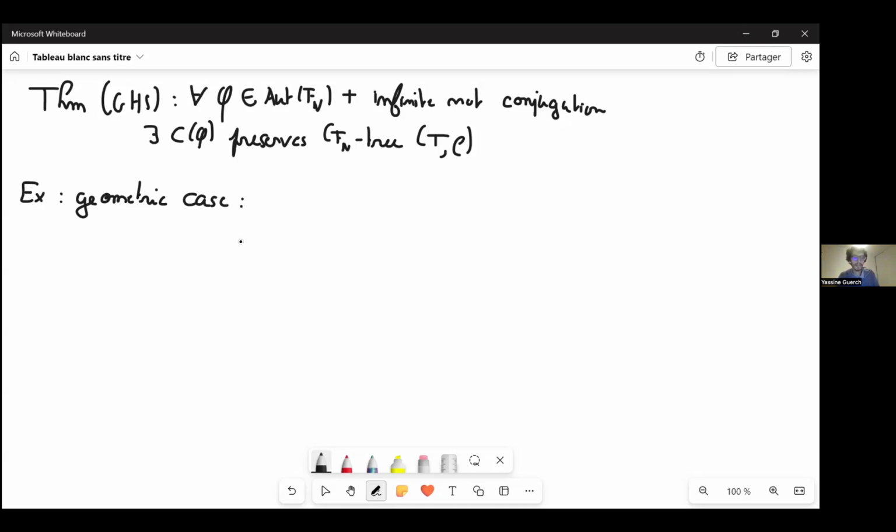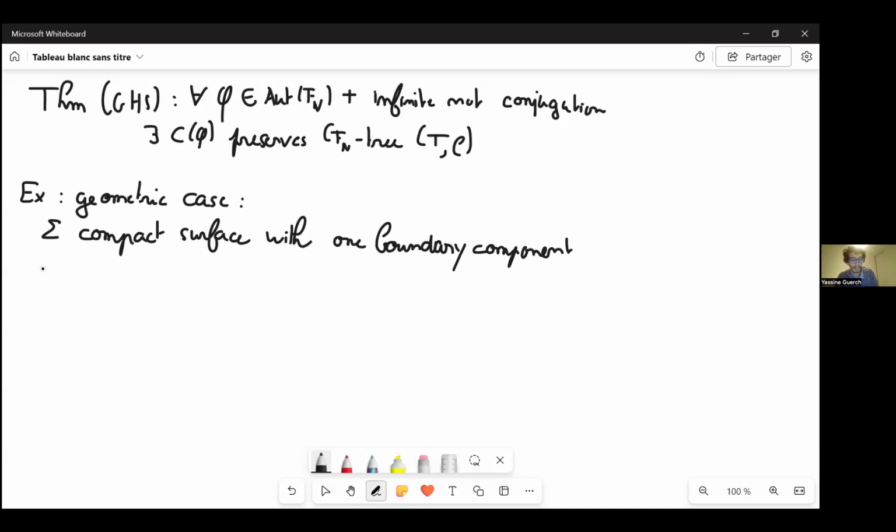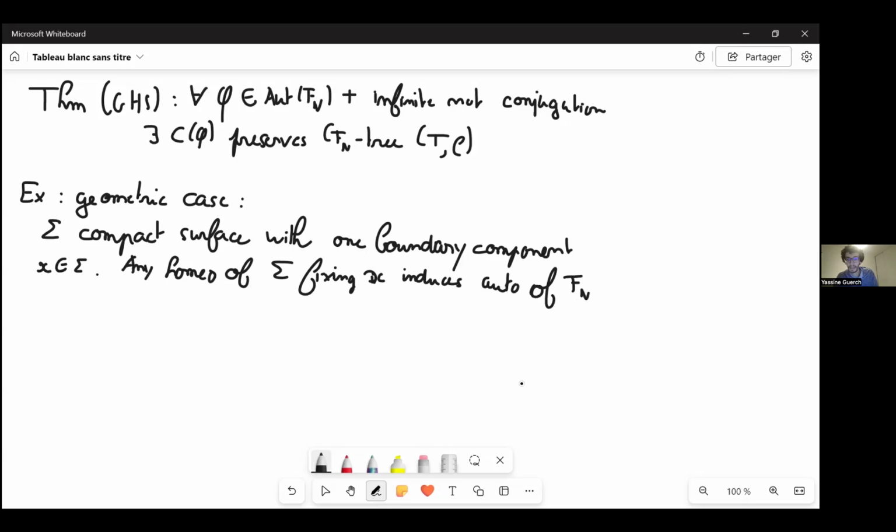So recall that if you take sigma, a compact surface with one boundary component, if you take an element x of sigma, then any homeomorphism of sigma fixing x induces an automorphism of Fn. So let me explain the construction of the tree in this case.